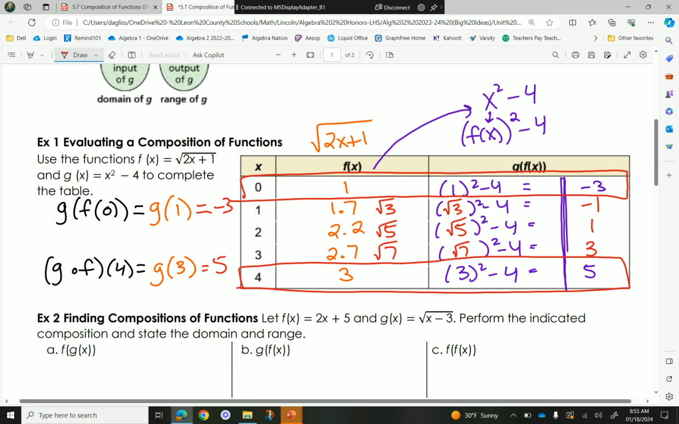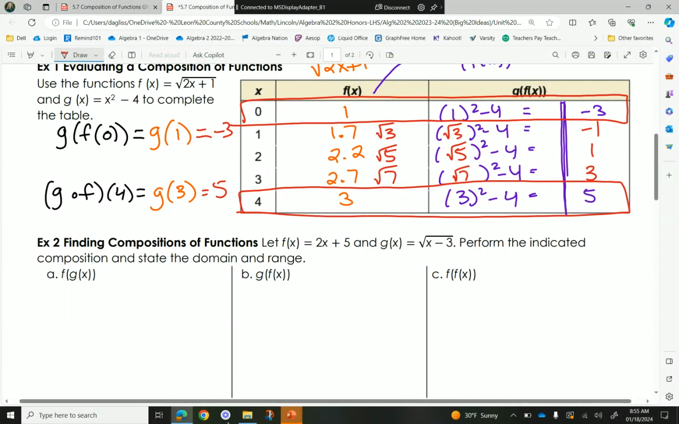Okay. My next example, we're not evaluating, we are composing two functions together to get a new function. And then we're going to state the domain and range of that function. Okay. So we have part a, f of g of x, part b is g of f of x, and part c is f of x. Alright, my f is 2x plus 5. My g is the square root of x minus 3. Okay. A and b, do you think they will equal the same thing? Maybe. We're not sure. Right? Are compositions reversible, or does order matter? We're about to find out.